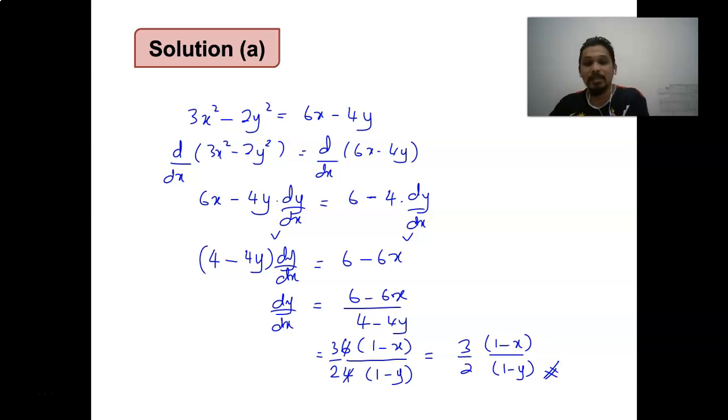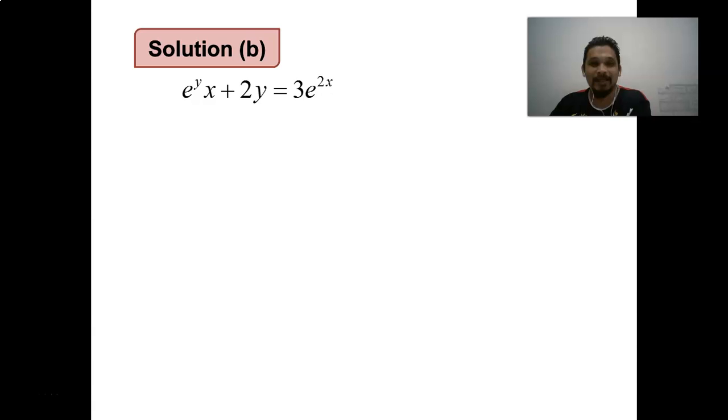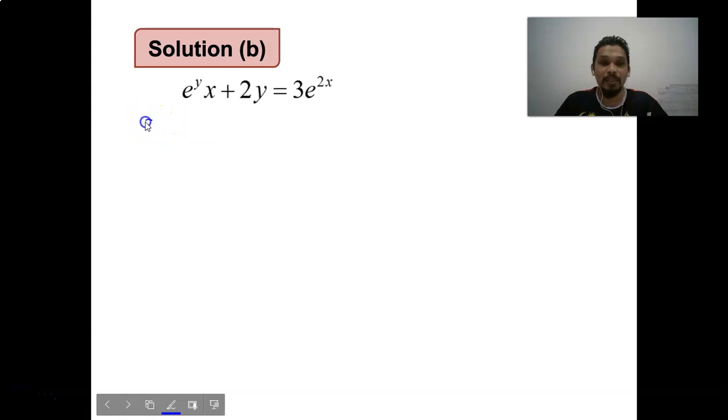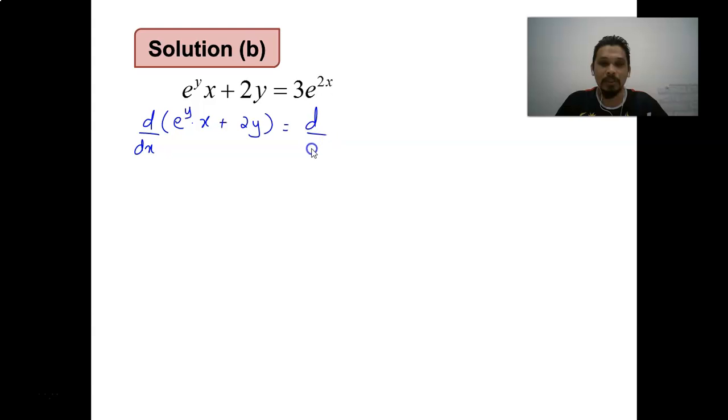Okay, so the next, oh, the question is there, sorry. Okay, now let's take a look at this one here. Okay, so now first we differentiate the function left and right, e to the power of y multiplied with x plus 2y equal to the derivative of 3e power of 2x with respect to x. Okay, so let's take a look at the first part here. The first term, e power of y multiplied with x.